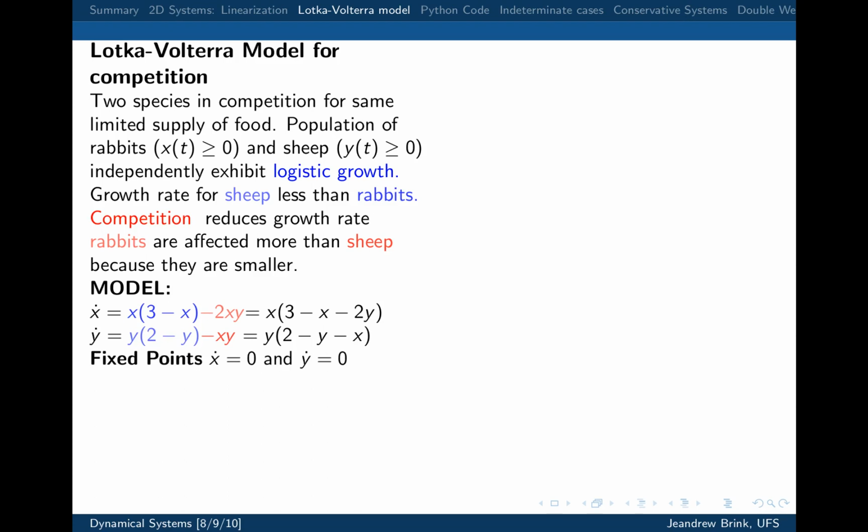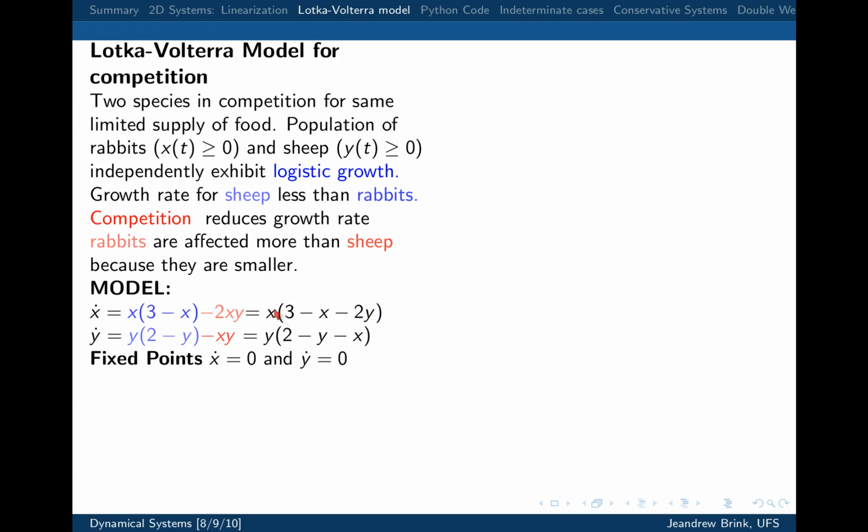And to find the fixed points, you're going to have x dot equals 0 and y dot equals 0. And this is where it gets tricky, right? You have to find all the fixed points. So the way you go about this is you say, what do I need to have x dot equals 0? So here you can see you either need x equals 0 or you need y equals (3 minus x) over 2. So there are two possibilities.